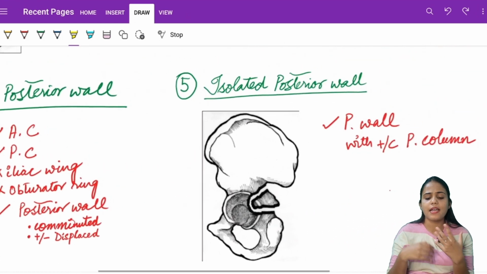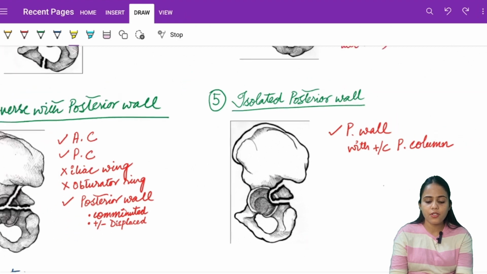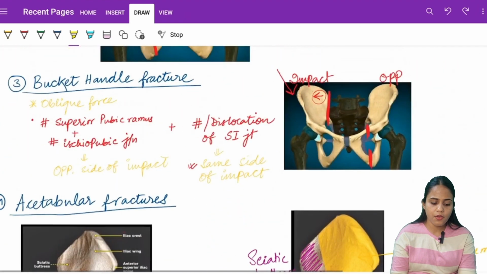Next, the last one is an isolated posterior wall fracture. Here, there will be posterior wall disruption with or without involvement of the posterior column. So, we are done with the acetabular fractures. Acetabular fracture was the fourth one.